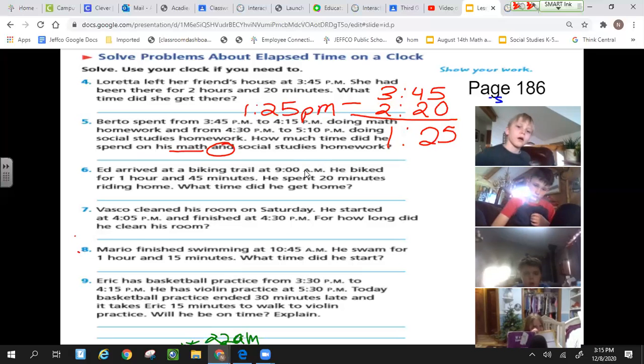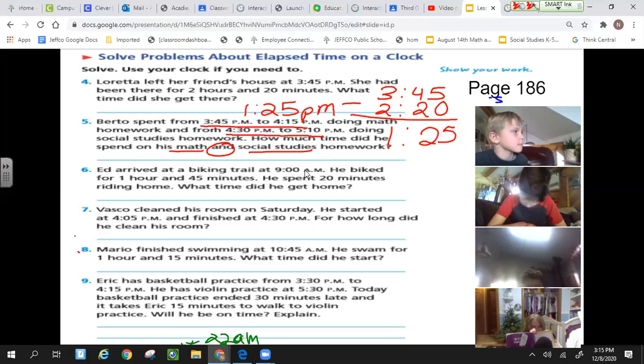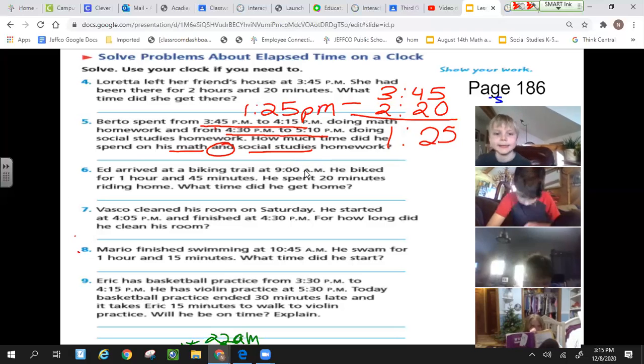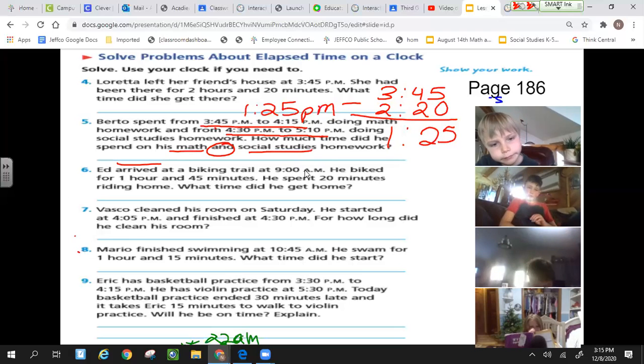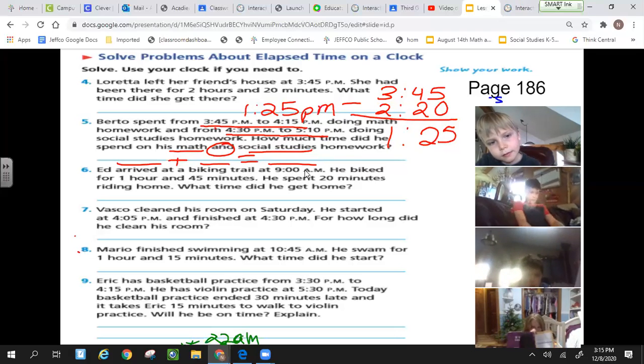So this is a two-step problem. We first have to figure out how much time is between 3:45 and 4:15. How many minutes is that? And then we have to find out how many minutes are between 4:30 and 5:10. And then we can add them to get our total, because we are looking for a total. See if you can work on that. I want you to be thinking, and I'm gonna pull a name out of the can and see if you can walk us through it. You guys think. Josh Carter, can you unmute and share your thinking about this problem?